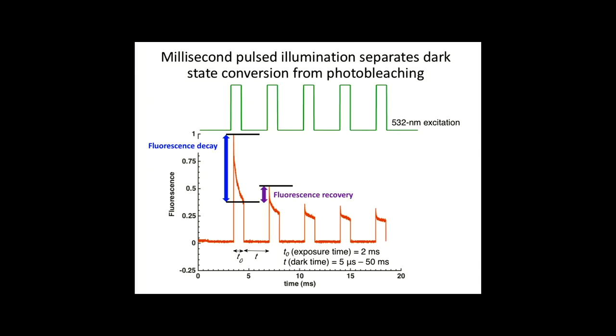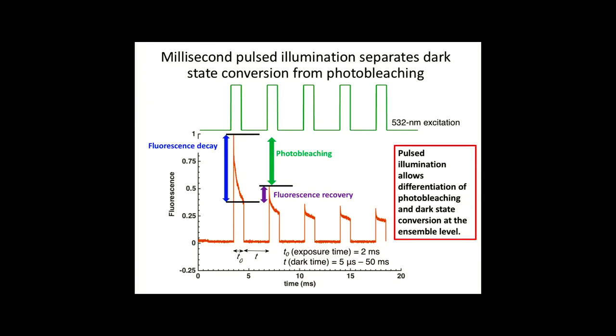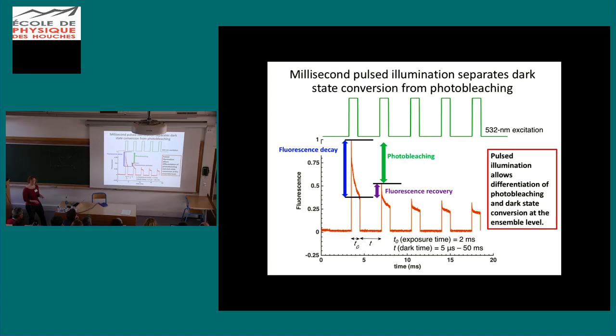So you'll notice that within this one pulse, you see this fluorescence decay within 2 milliseconds. But when you turn on the pulse again, you see that the fluorescence actually goes up. So some of it recovered. What was recovered was reversible. So it suggested that that was dark state conversion. That amount of the fluorescence change was due to dark state conversion. And of course, what remains is the actual amount of photobleaching. So pulsed illumination allows differentiation of the photobleaching and the dark state conversion at the ensemble level. Of course, this is trivial at the single molecule level because you can just watch everything. But at the ensemble level, this kind of a scheme allows you to differentiate these.